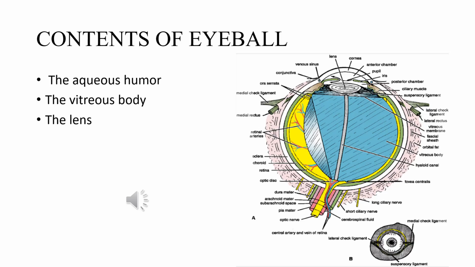Aqueous humor is produced in the posterior chamber, and it circulates and comes into the anterior chamber, and then it is absorbed. Then second is this blue colored structure, which is a transparent gel-like structure. It is present behind the lens. It is called the vitreous body, and the lens, as you can see in this diagram, is a biconvex transparent structure which is enclosed in an elastic capsule. In the next slides, we will describe these three contents one by one briefly.